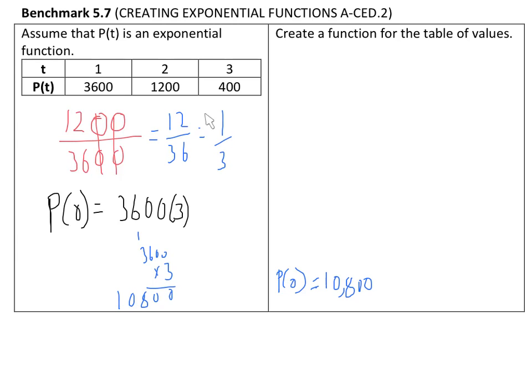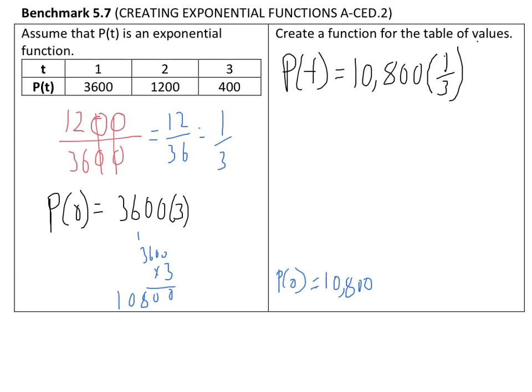My rate is right here, so I put those together to make my function. So p of t is the equation we're dealing with. I started with, it looks like, 10,800, and I'm decaying by 1/3 every increment of t. For every t, I'm dividing by 3, and this is what I'm starting with.